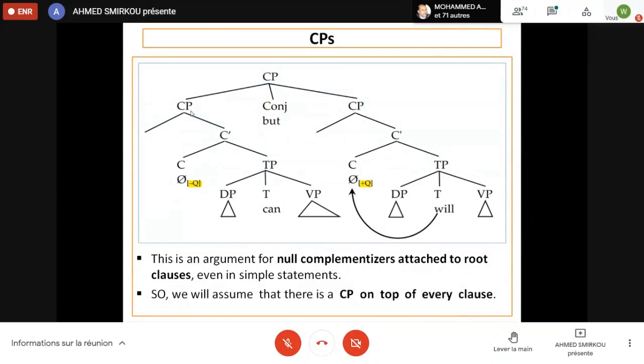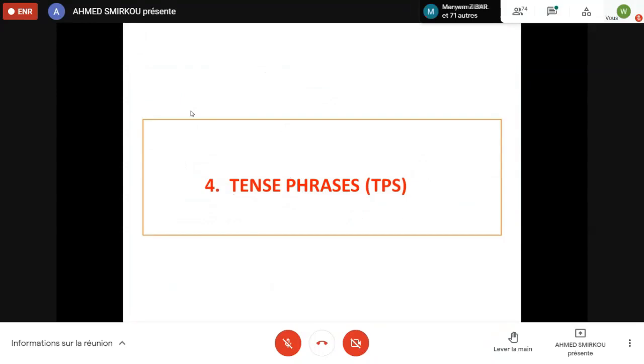So for this reason, we are going to start with CP whenever there is a sentence, whether it's a question or a statement, whether we have an embedded clause or whatever. If there is no question, then we can move to TP. Any question, please? Yes, please. Is there any question?